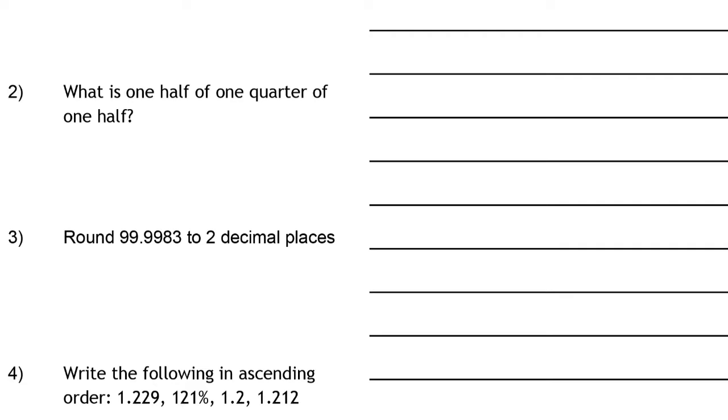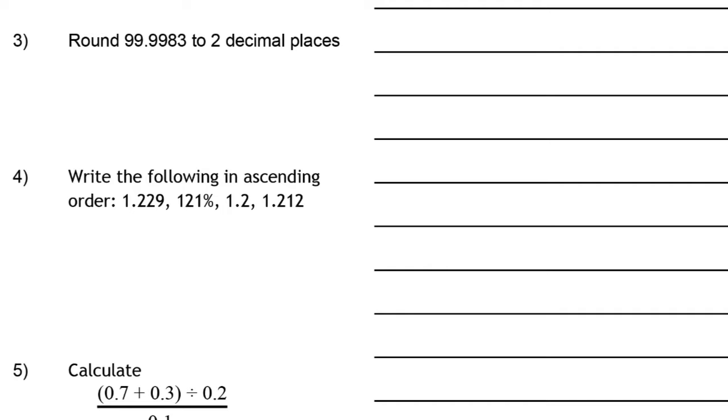For question 2, what is 1/2 of 1/4 of 1/2? So we have 1/2 of 1/4 of 1/2. And for these, we simply multiply the numerators, 1 times 1 times 1, which is 1. And the denominators, 2 times 4 times 2, that would be 16. Final answer there is 1/16.